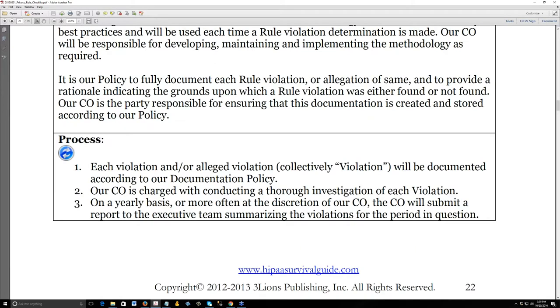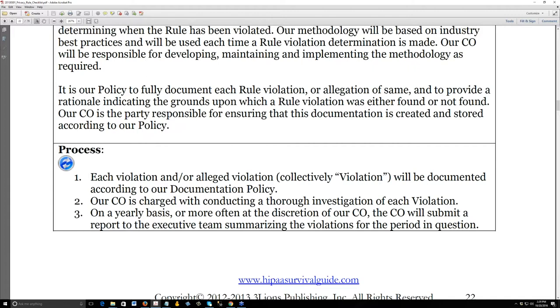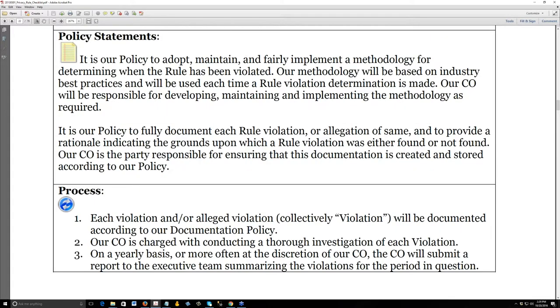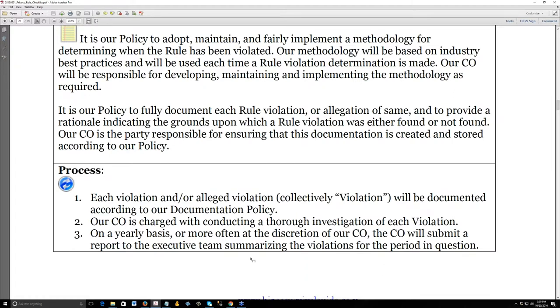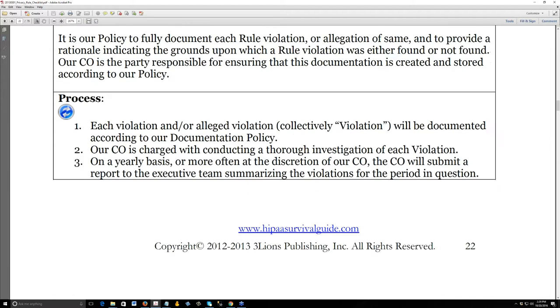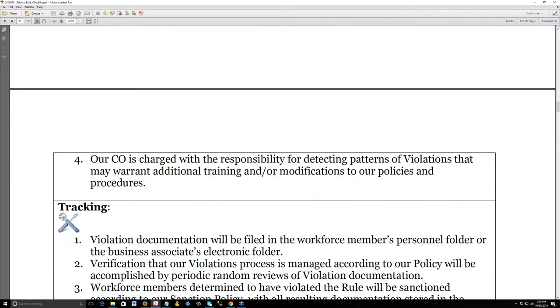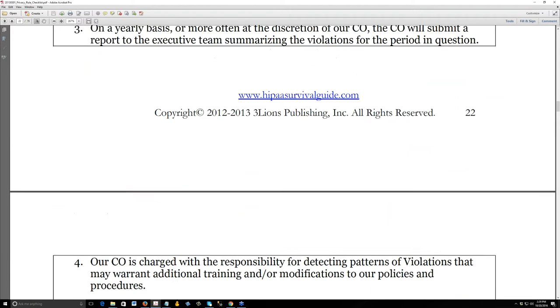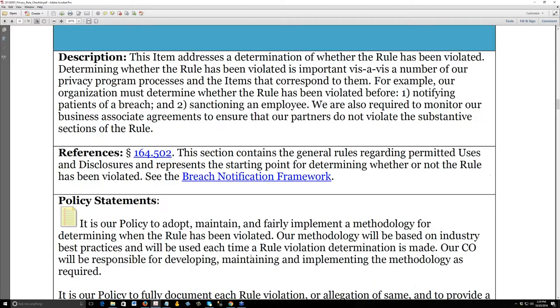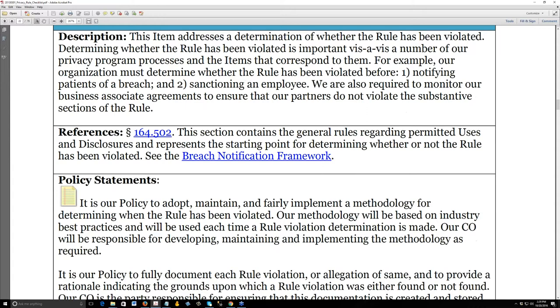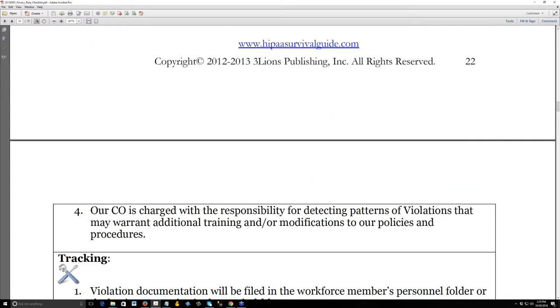If HHS said, how do you deal with section 164.502, determining if the privacy rule has been violated, we say, well, we have a methodology in place. I'm going to get to the methodology real quick, but I want to finish this checklist item. Notice the policy statement, the reference, the description, the process, all of these are related to 164.502, one requirement, okay?